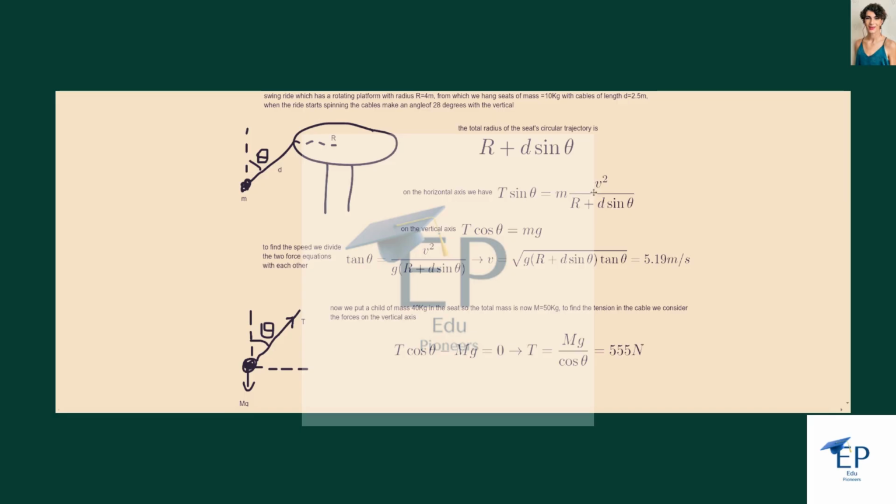To find the speed, we take these two equations and divide them by each other. That way we get rid of the mass and we get rid of the tension, so we obtain the following relation. From this, we can directly solve for the speed of the seat. It's found to be the square root of g times (R plus d sine theta) times tangent theta, which turns out to be 5.19 meters per second.